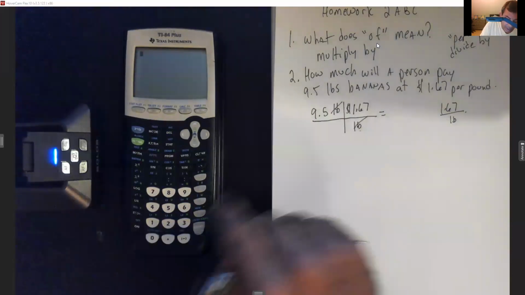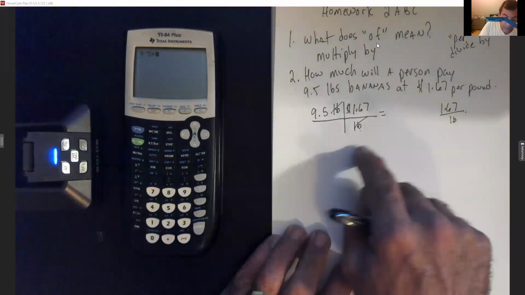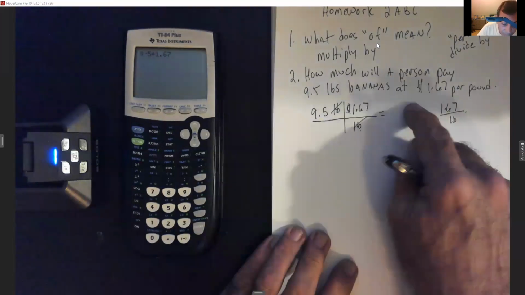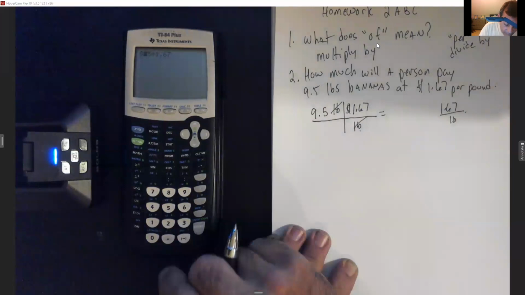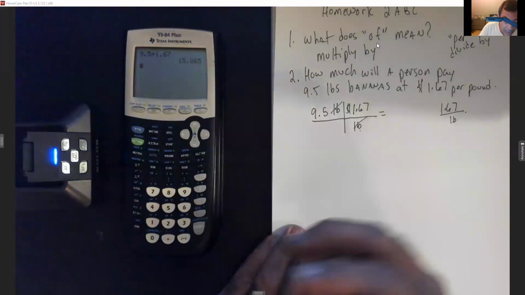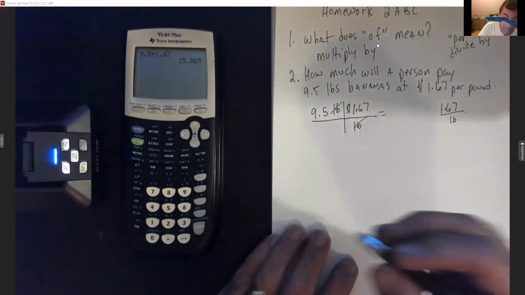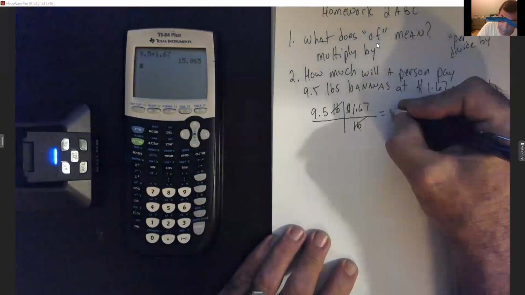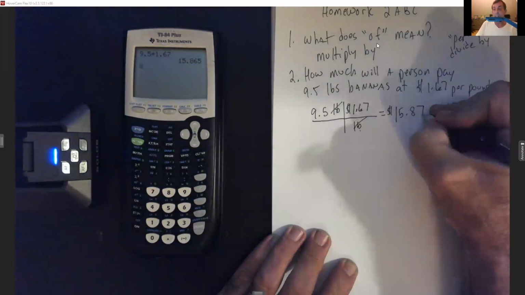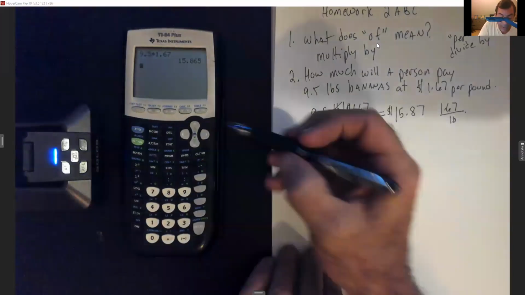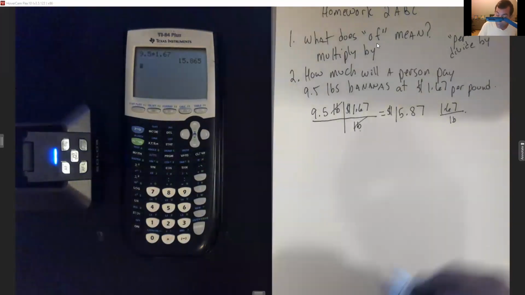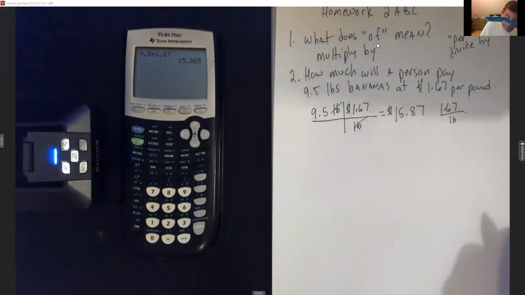So I'm going to multiply that on the calculator, 9.5 times 1.67. Everything on top gets multiplied together. Whoops, told me I had an error. Whoops, that should have been a point. So 9.5 times 1.67 would give me 15.865. And if I want to round to the nearest cent, that would be $15.87. So round up to a 7 since that was a 5 there, okay? So that's how much I'd pay in the long run for my 9.5 pounds of bananas.